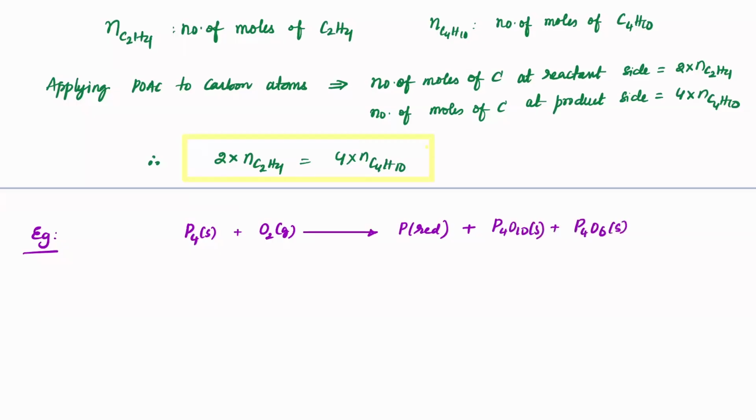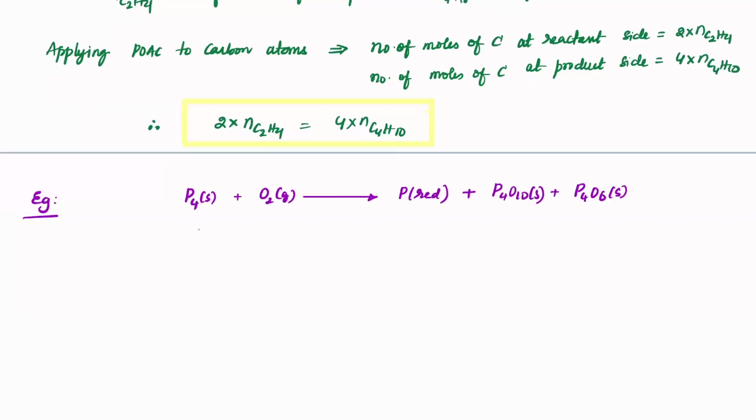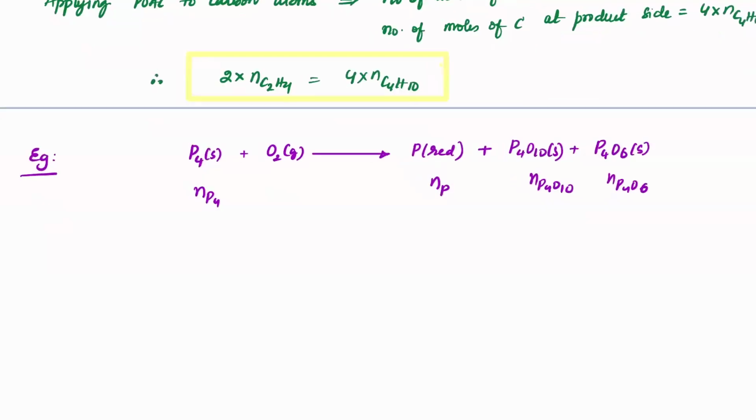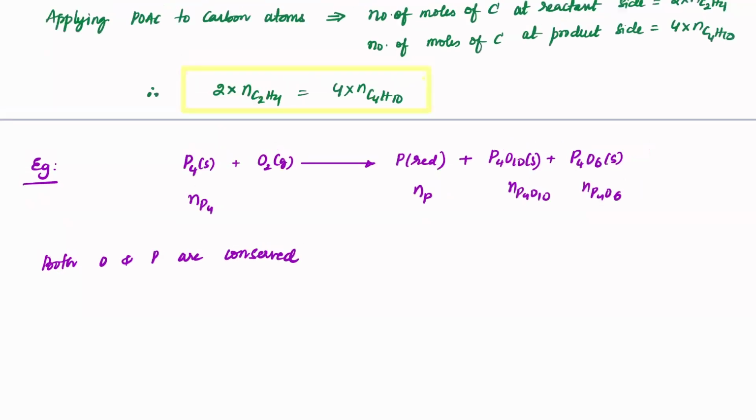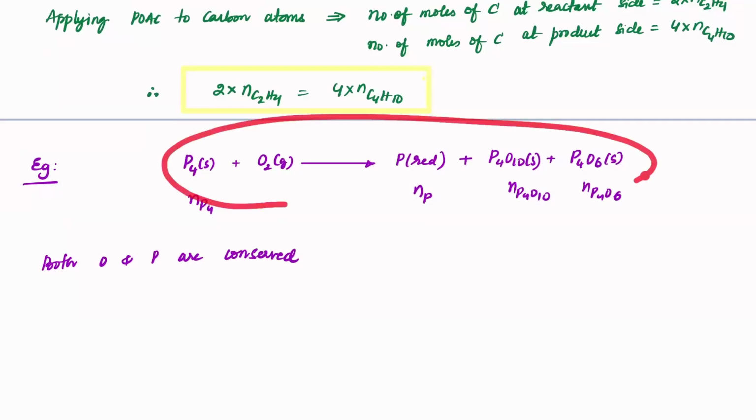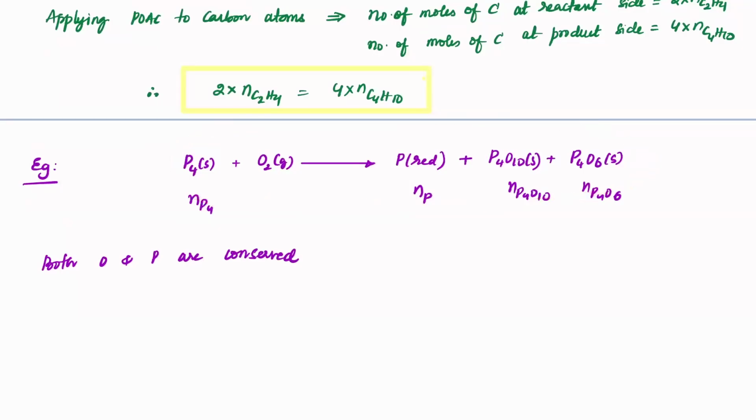And I need to figure out, okay, if the number of moles here is nP4, nP4O10 and nP4O6. And I tell you, both oxygen and phosphorus are conserved. That means they are not lost into any other molecule. Whatever the molecules are given, that is where they are present. Remember that.